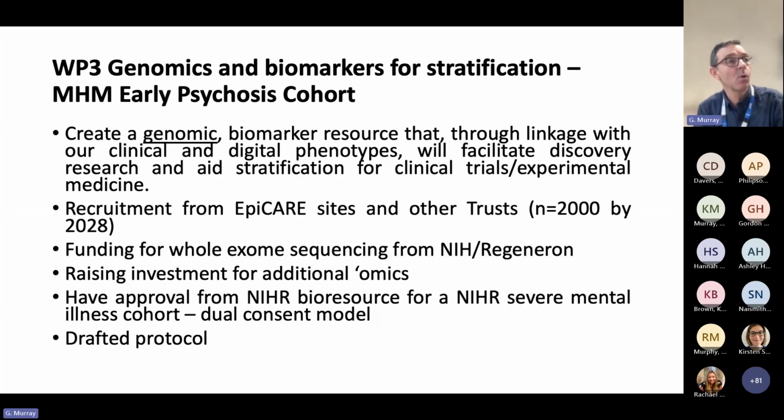And then we're trying to do a big cohort study of at least 2,000 cases over the next few years. So, recruiting 2,000 people with early psychosis to generate a resource that can facilitate discovery research, help stratification in trials, and be a point where we could raise investment for other omics, to see if fancy omics assays could be of clinical use. We're just finalizing the protocol on this, and this will be open not just to English sites but to devolved nations as well. So we're hoping to recruit some patients in Scotland for this.